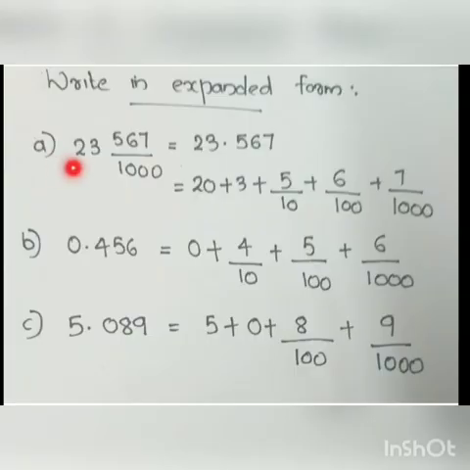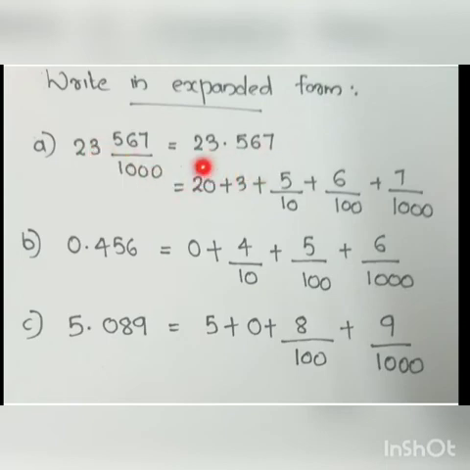Next, expanded form. What do you mean by expanded form? You know how to write the expanded form of usual numbers. The same applies here also for decimal numbers. Writing the expanded form means writing down the number in terms of its place values. Example: 23 and 567 by 1000. Here instead of a point they are writing like this, 567 by 1000. When you are converting, I know here it is 3 decimal places, sorry, 3 zeros. So there should be a point. So 23.567.